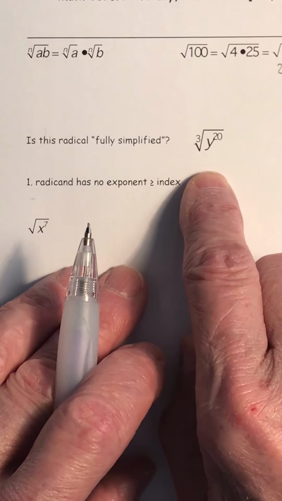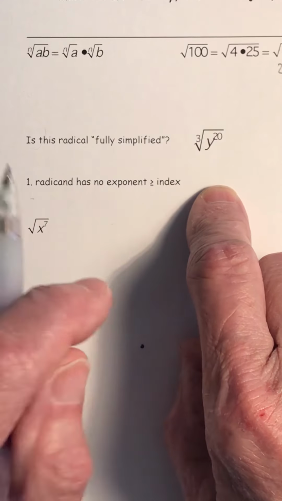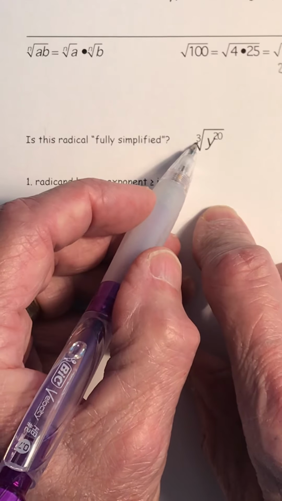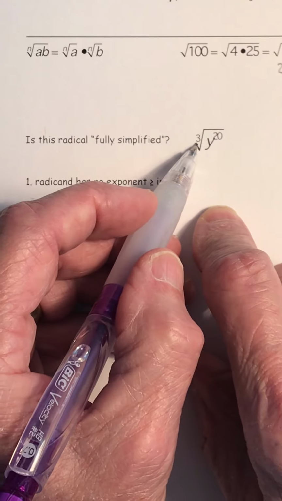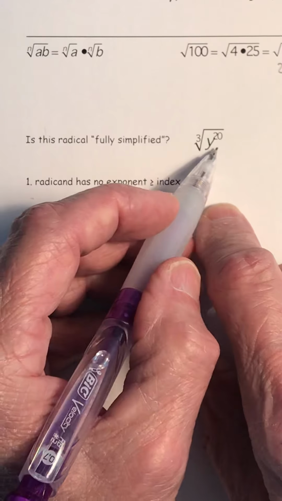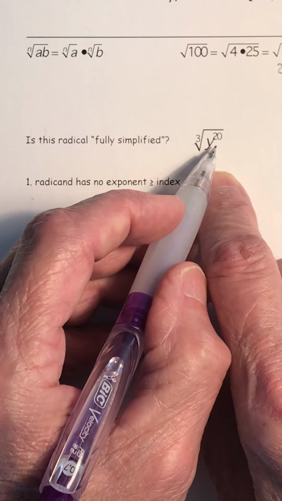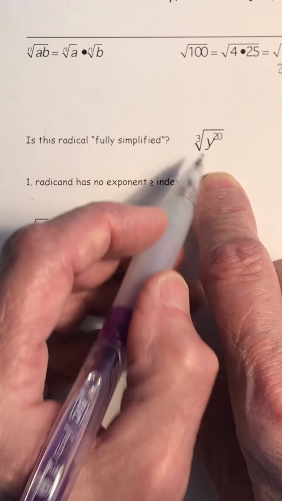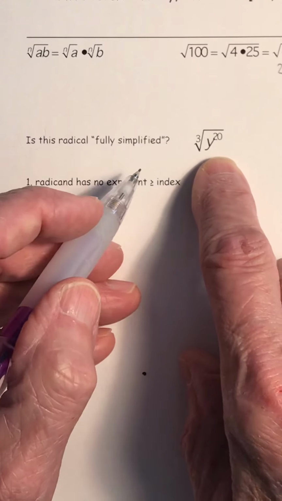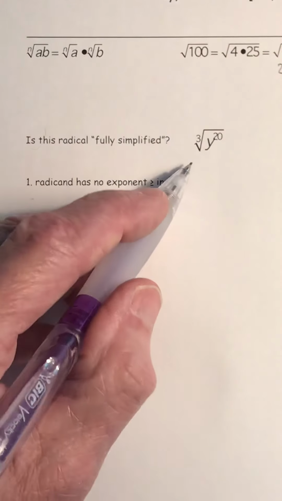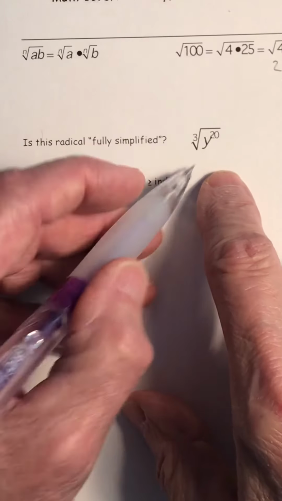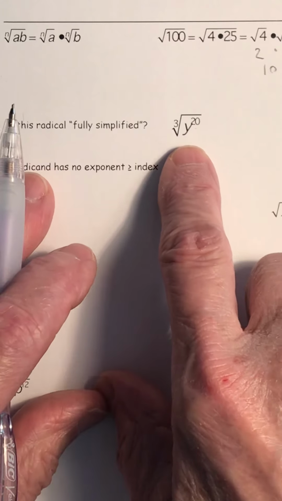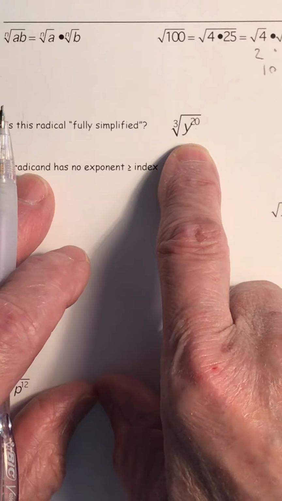Is this radical fully simplified? No. We have an expectation that whatever the index is here, the index right now is 3, the simplified radical should have any power of the variable here be less than the index. And 20 is certainly not less than 3. So last time it was said that you could just take the power and divide by the index. But now there's a new twist here. 3 doesn't go evenly into 20.